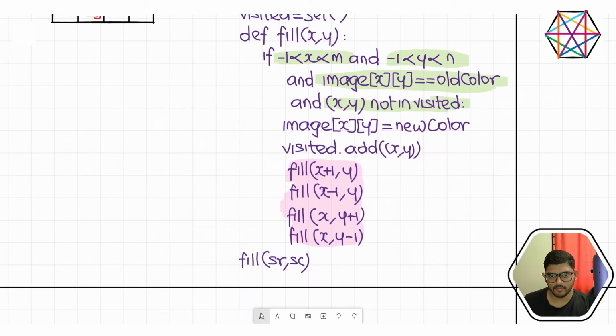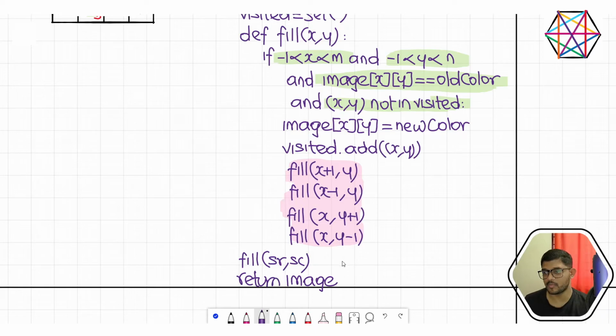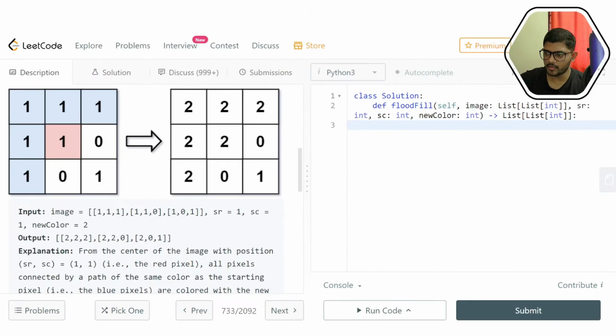Okay, and once we call this function, we will have to simply return the image, the matrix, which is now modified. We have modified the matrix in place, right? Okay, now let's see how it works. Let's actually code it out. What is the first thing that we're supposed to do?